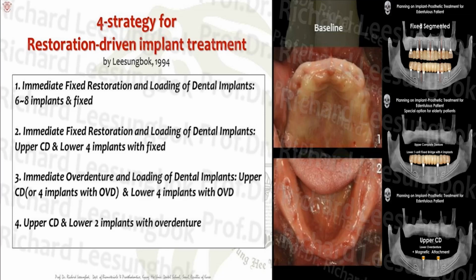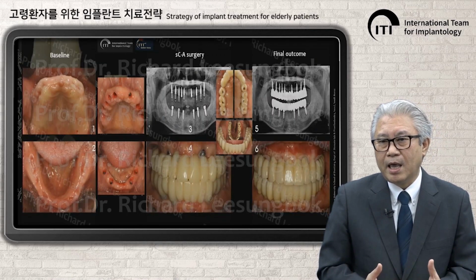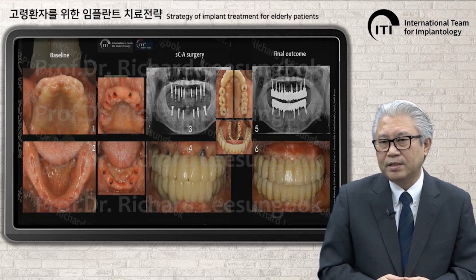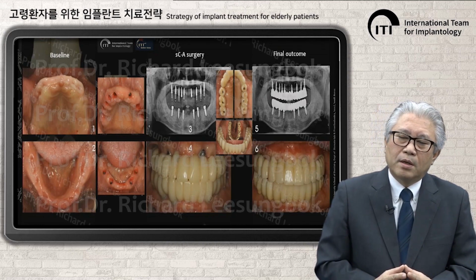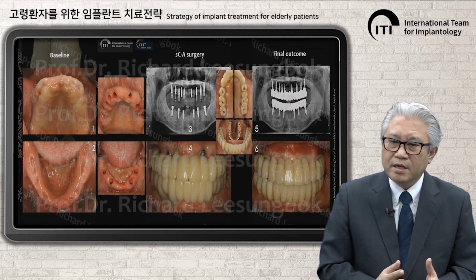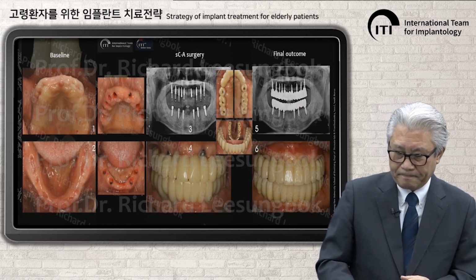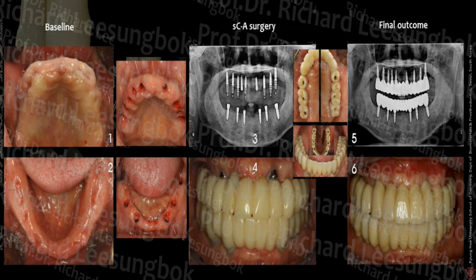As above, the implant treatment strategy for elderly people is based on providing immediate loading at all options to ensure that no meal is missed. As a typical clinical example of strategy 1, 8 implants were placed on the upper jaw and 6 implants were placed on the lower jaw, and immediate loading with a fixed provisional restoration. 3 months later, final restorations were installed.